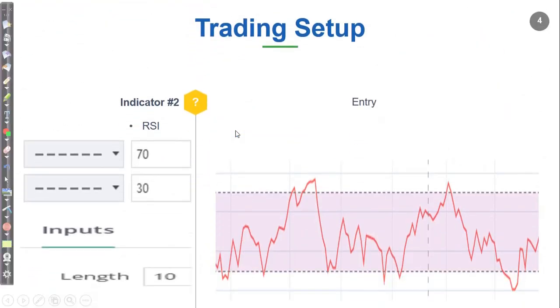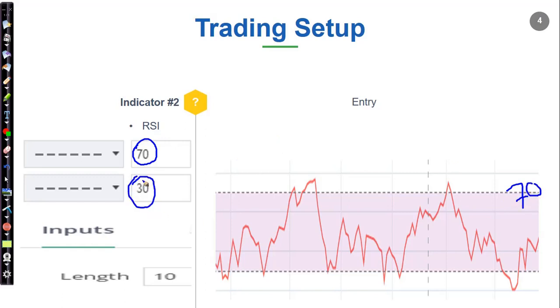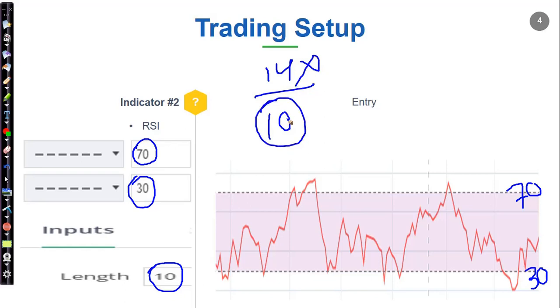Next we are using RSI. For the RSI, the upper level I am using is 70, and the lower level is 30. The length, or you can say period, I'm using is 10. Normally it comes as 14, but I'm not using 14, I'm using 10 in this setup. Okay, so this is the rule.